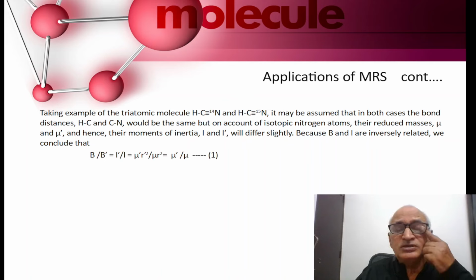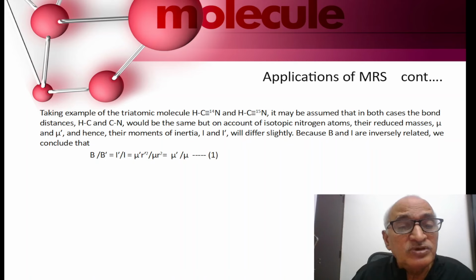If we use isotopically labeled molecules, then the B value changes slightly. And B by B prime, where B is for the normal molecule, B prime is for the isotopically labeled molecule, becomes equal to I prime by I. Again, this can be replaced by mu prime R prime square by mu R square, equal to mu prime by mu. Why? Because we assume that bond distances do not change when we are using isotopically labeled molecules. Although very accurate measurements have shown that bond distance changes slightly, at the moment we can ignore the change. We can equate R prime and R the same.